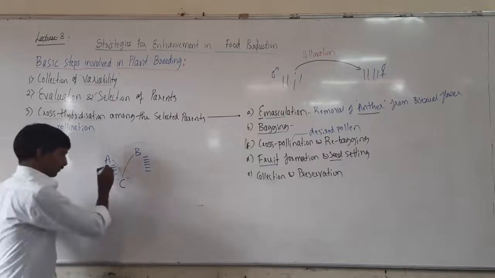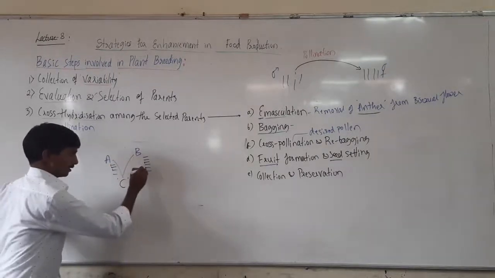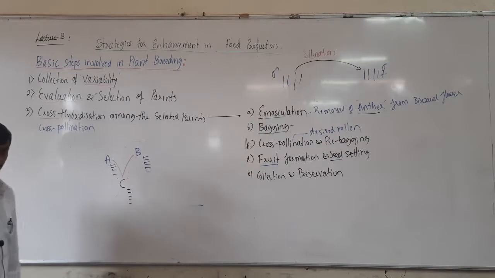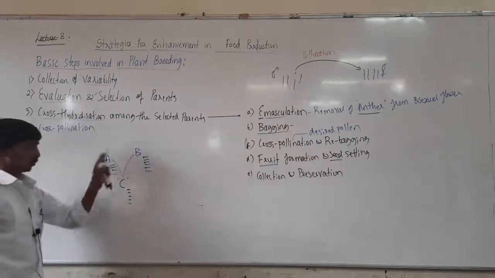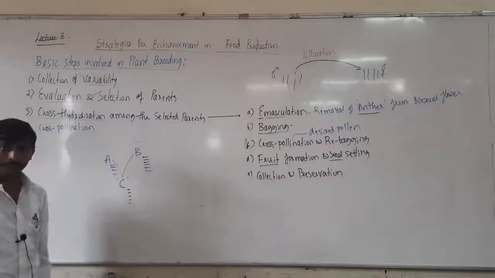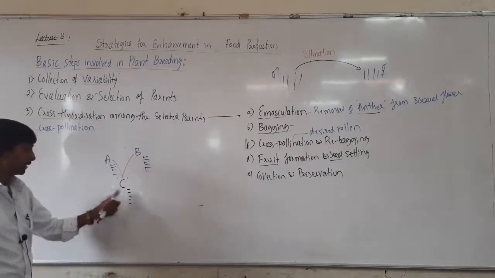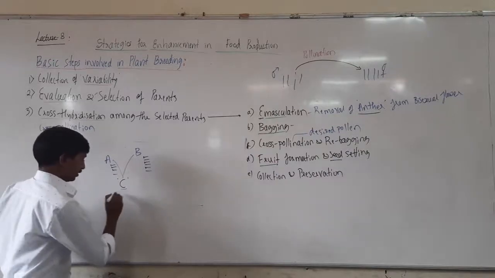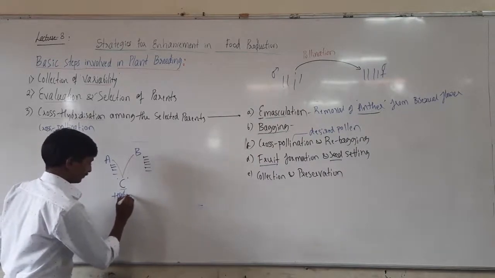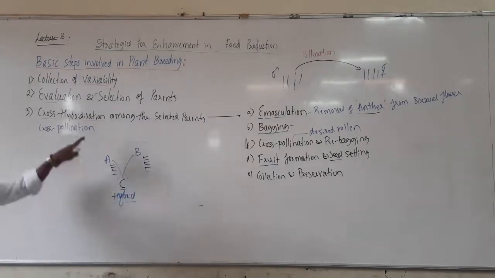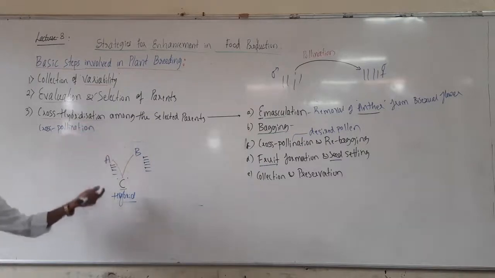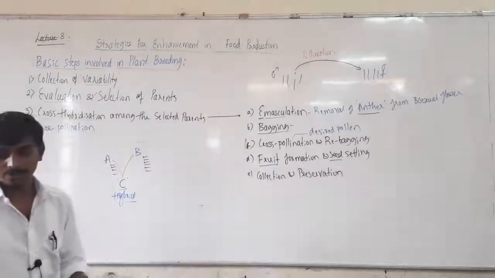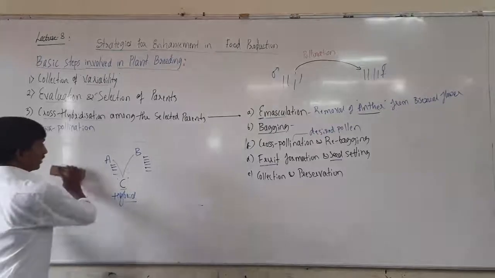For example, these characters may all be present in this plant, and this plant will be better than these two. C is better than A and B, means the offspring, the progeny plant, will be better than both the plants. That's why this generation is called hybrid. So hybridization means formation of the hybrid by crossing two plants of the same species, two different plants. That is the third main step of plant breeding.